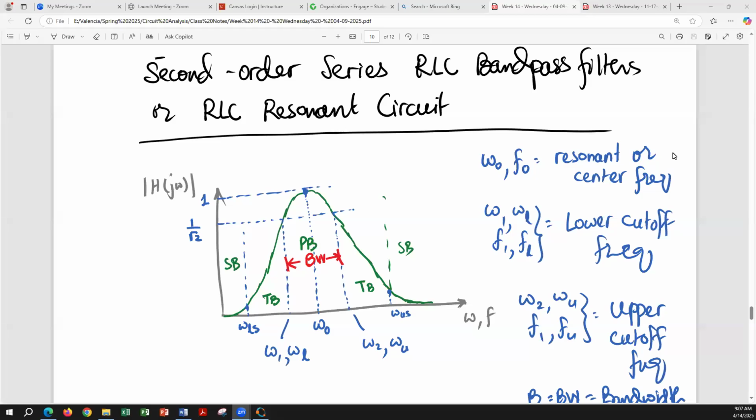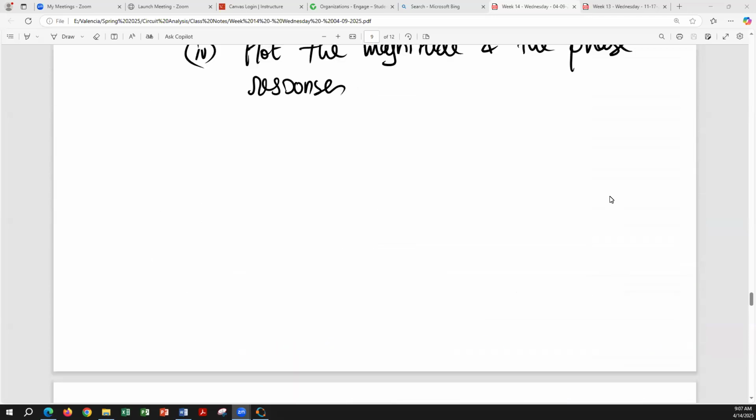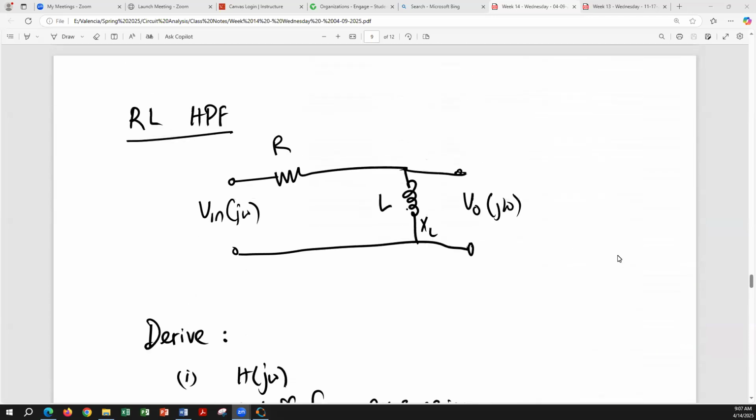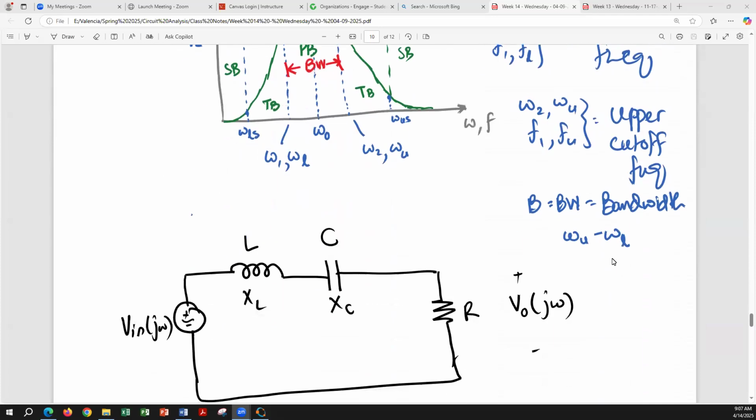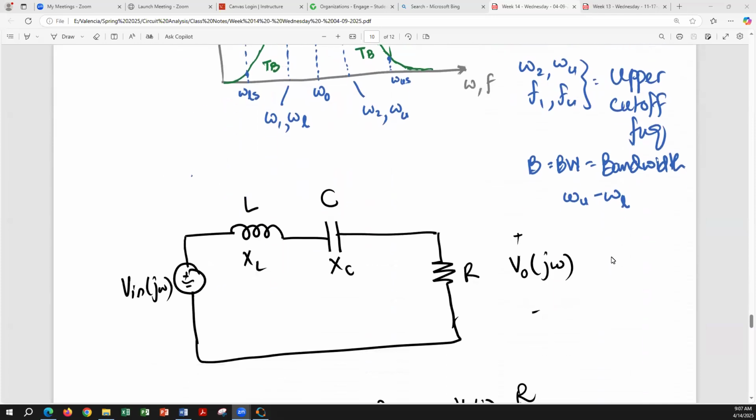Okay, guys, so we are still working on the second order RLC bandpass filter, which is also called the RLC resonant circuit. And this is the series one that we were discussing last week. There is a series RLC resonant circuit and there's a parallel RLC resonant circuit. So the one that we started discussing last time was series.